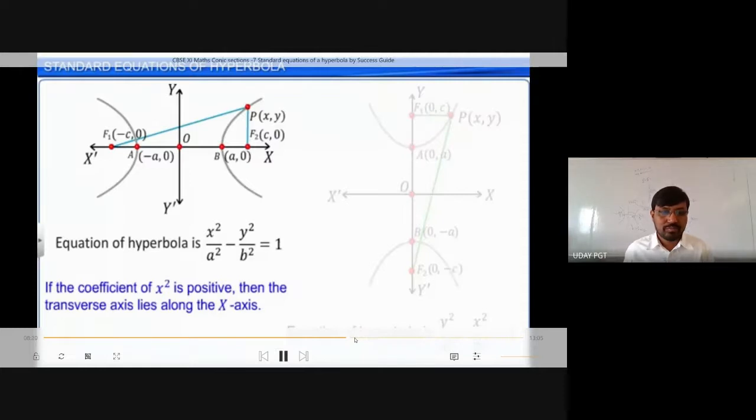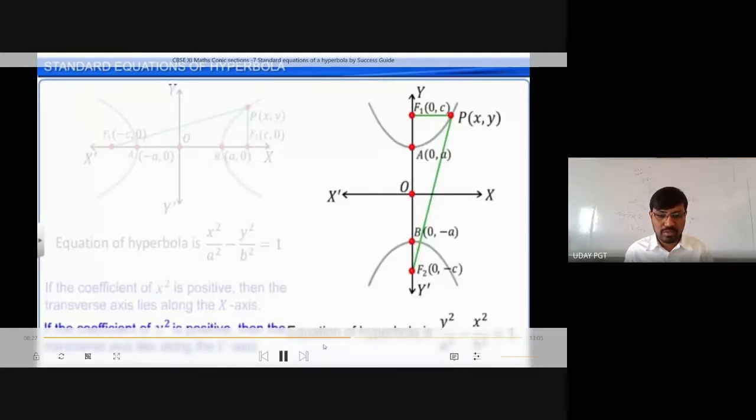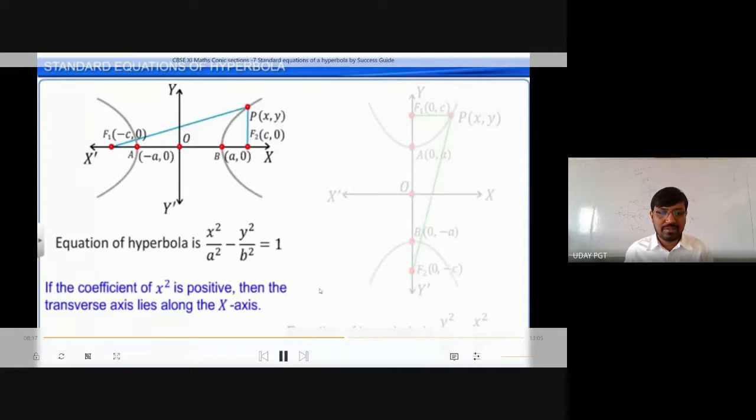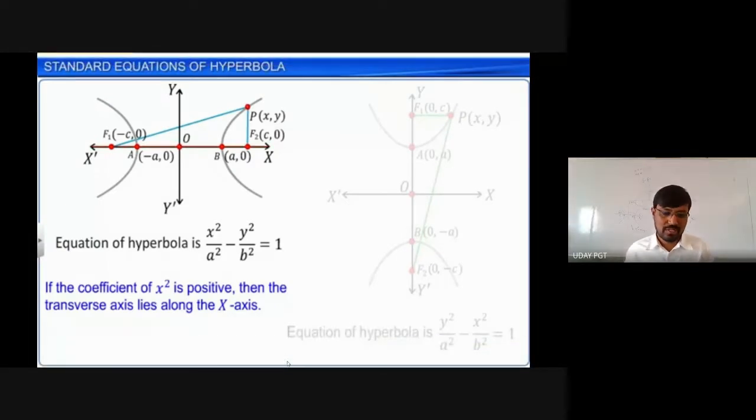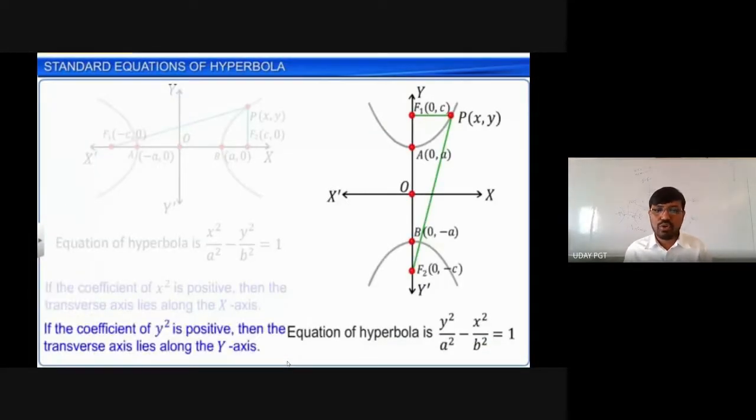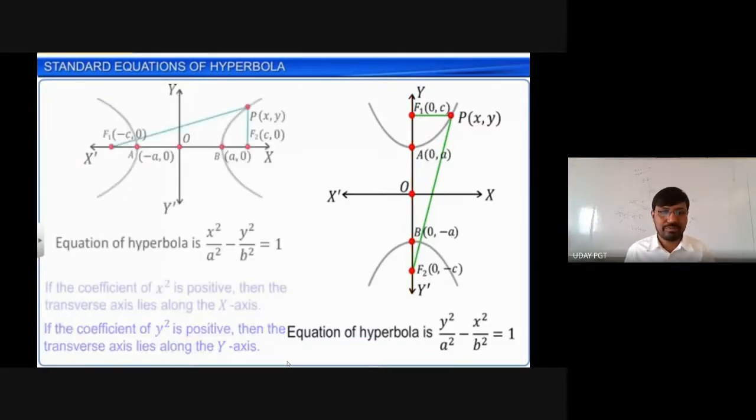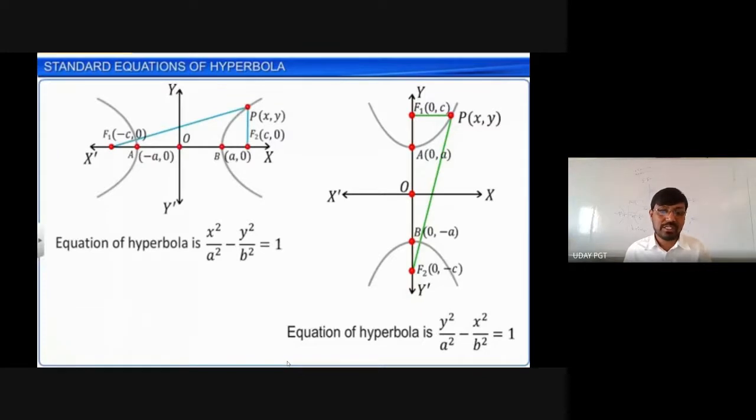Okay. So here you observe the point that if the coefficient of x square is positive, then the transverse axis lies along the x-axis. If the coefficient of y square is positive, then the transverse axis is along the y-axis. This point you need to remember here. Only the coefficients of x square and y square you need to observe here.